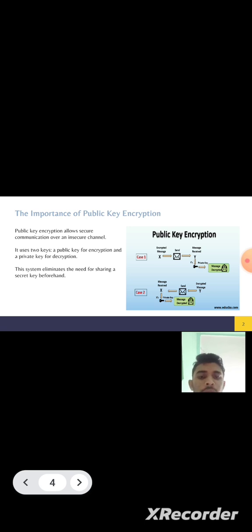Importance of public key encryption. Public key encryption allows secure communication over an insecure channel. It uses two keys, a public key for encryption and a private key for decryption. This system eliminates the need for sharing a secret key beforehand.